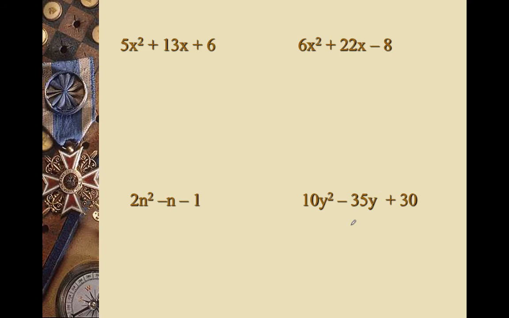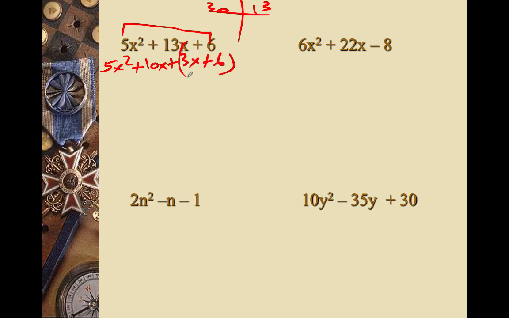All right, here's a bunch of them. We can try a couple of them together. I'm going to leave this one because it's a plus and a plus. So I'm just going to start them. That would be 30 for 13. That would be 3 and 10, and they're both positive. 5x squared plus 10x plus 3x plus 6. Group, finish it on your own.